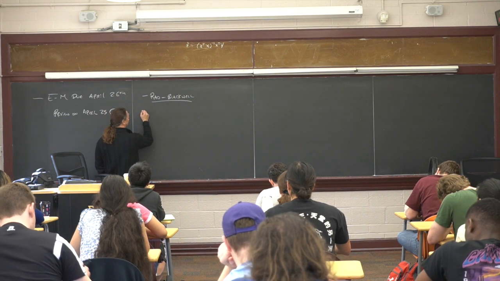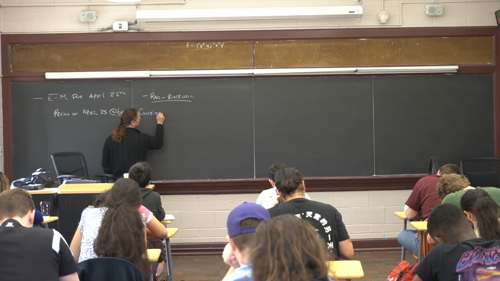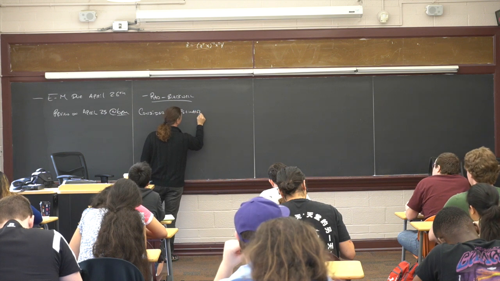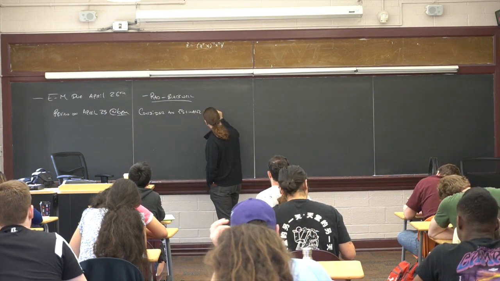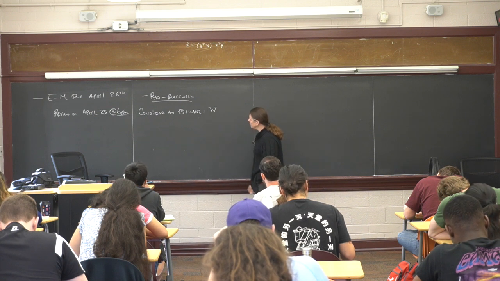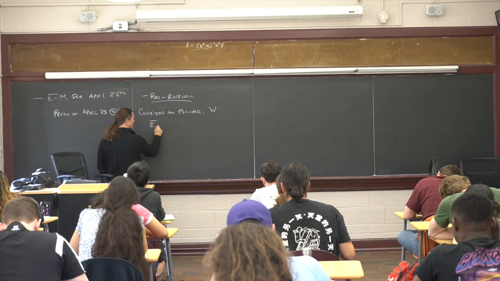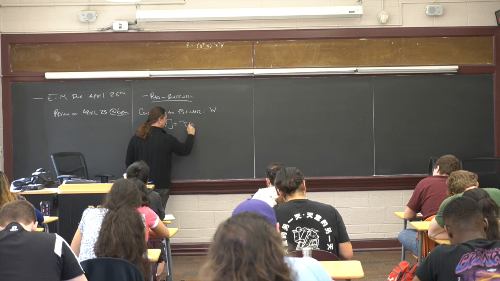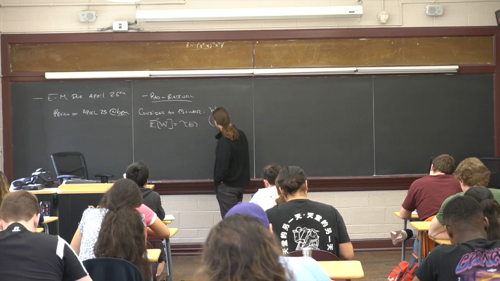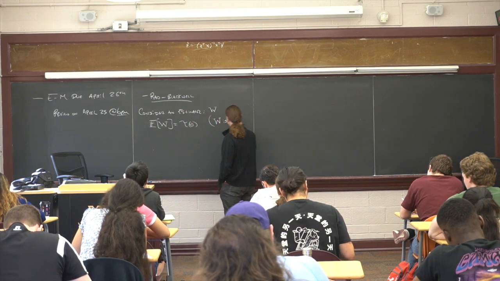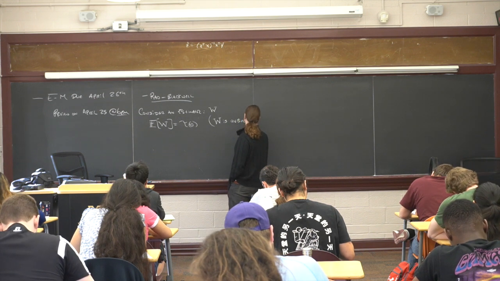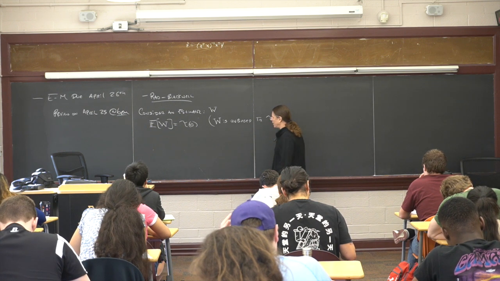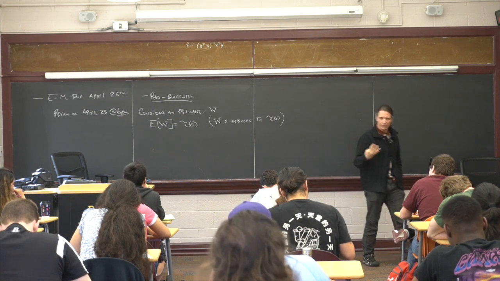So consider some estimator. I'll call it W. And we have some property of W. Expectation of W is equal to tau theta. So this means that W is unbiased for tau theta. So it's not unbiased in theta, it's unbiased in tau theta, some function of theta.